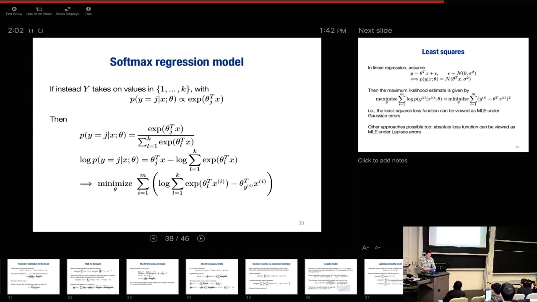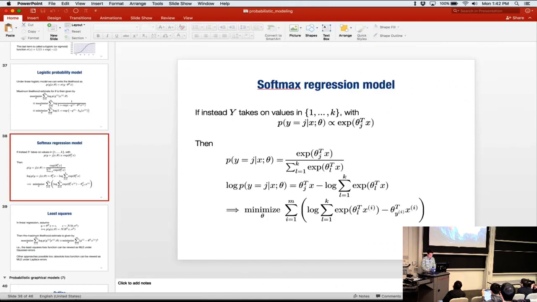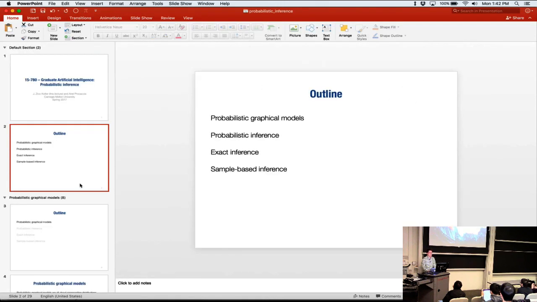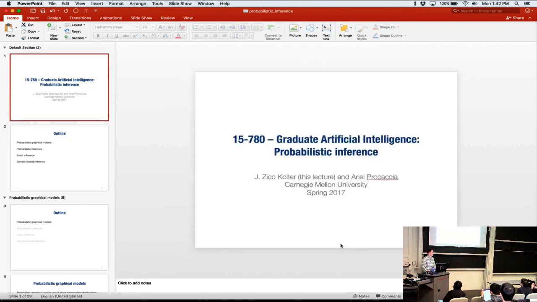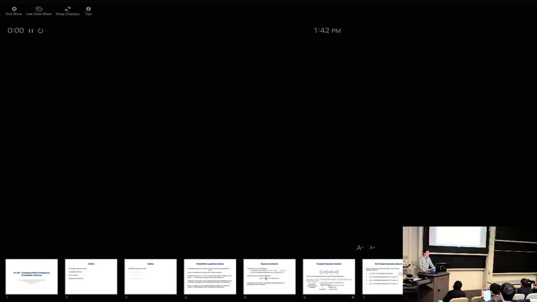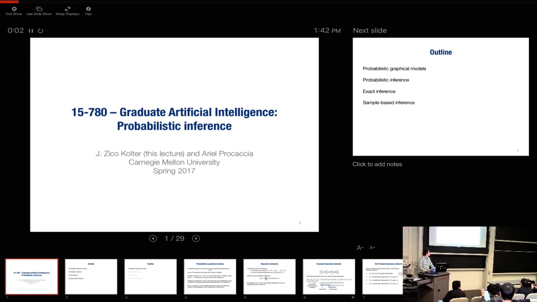Okay, so as I said, I want to spend the majority of the time today talking about probabilistic graphical models and probabilistic inference. Are there any questions before I start? All right, so let's jump into probabilistic graphical models.